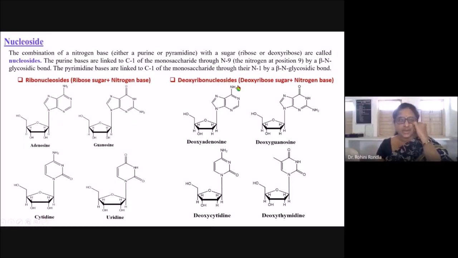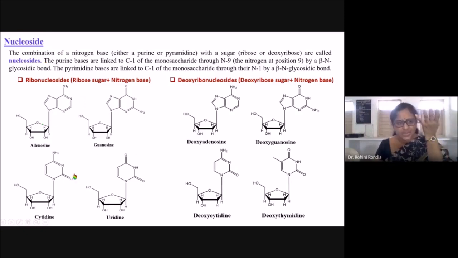If you see DNA nucleosides, deoxyribonucleosides, they are the same, but the difference is in the sugar. See, in RNA there is an OH on the second carbon. Here there are only 2 hydrogens. This is deoxyribose sugar and these are nitrogen bases. How many types of nucleosides are there in RNA? 4. And DNA? 4. Very good. So nucleic acids are composed of 4 types of nucleosides.